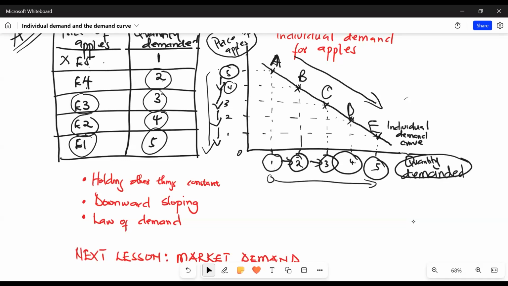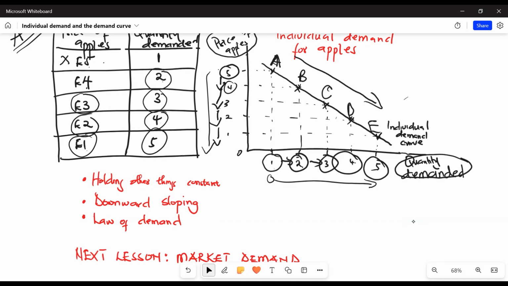And this is captured in the law of demand. The law of demand states that holding all other factors constant, the higher the price, the lower the quantity demand, and the lower the price, the higher the quantity demanded.